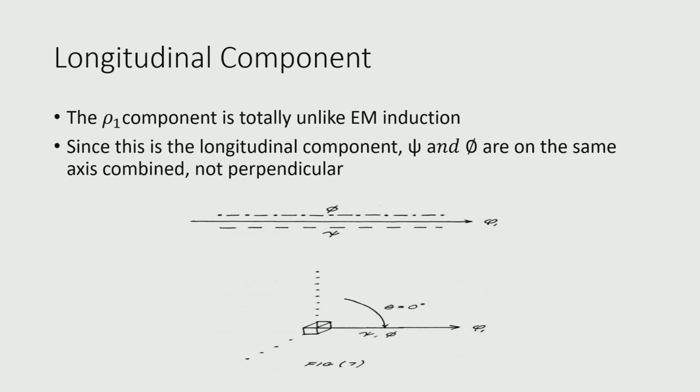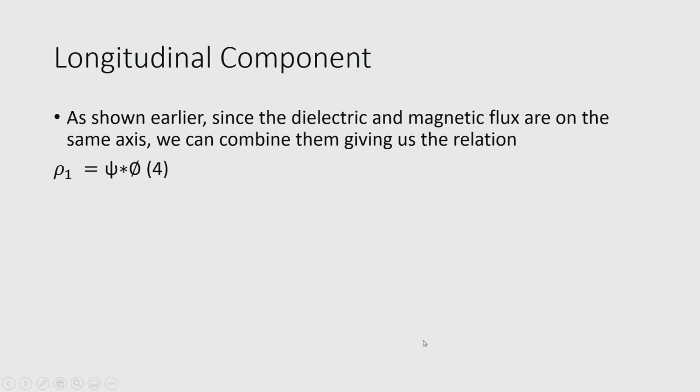Now, our rho 1 component is completely unlike your regular electromagnetic induction, because like before, when I was showing you the transverse wave, how they are parallel to each other, see how on this axis right here, this is our rho 1 axis, the magnetic and dielectric flux are going the same way. So if we combine them, we can get a sort of a boost of energy, if that makes sense. You can get a lot more out of that. And this one down here is just showing that there's no angle between them. They're akin to each other. So we know that rho 1 equals the dielectric flux times the magnetic flux, and we can combine them.